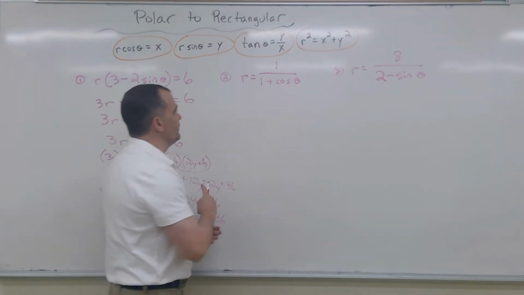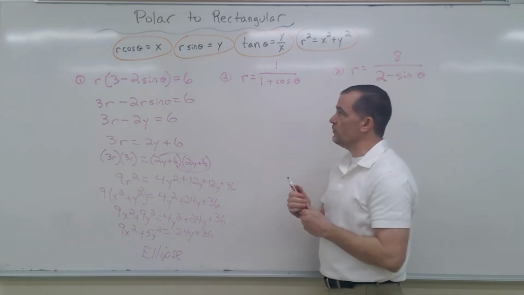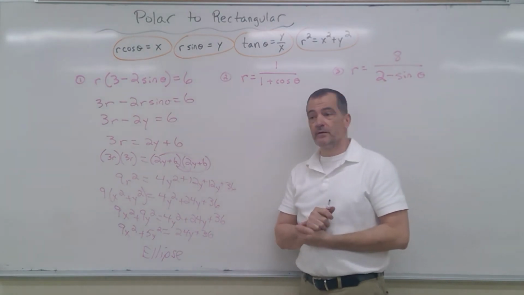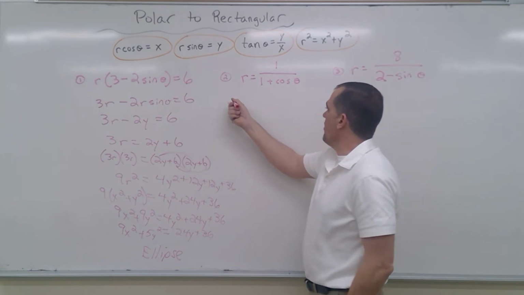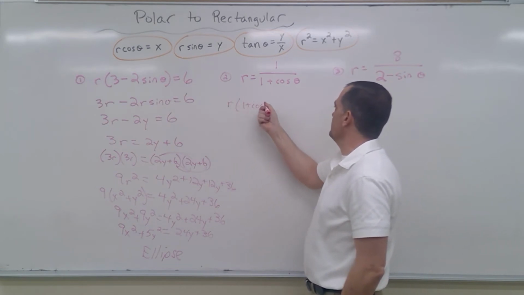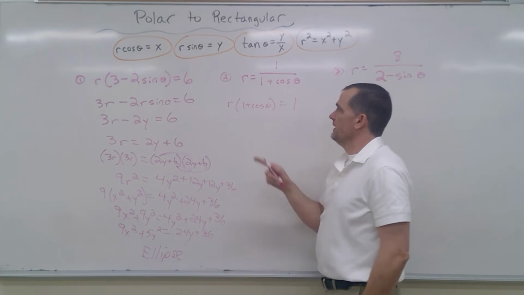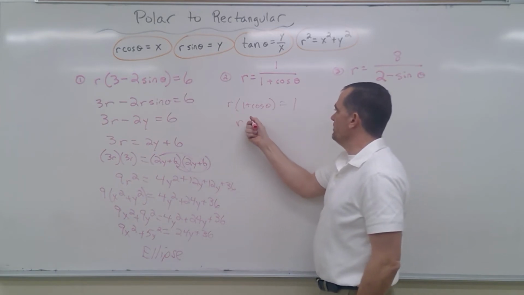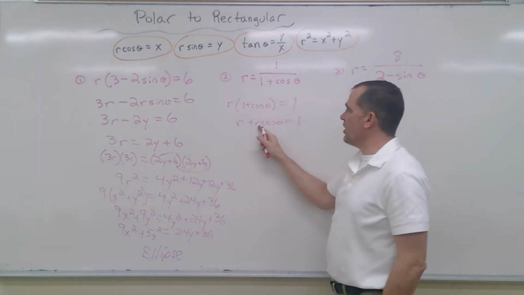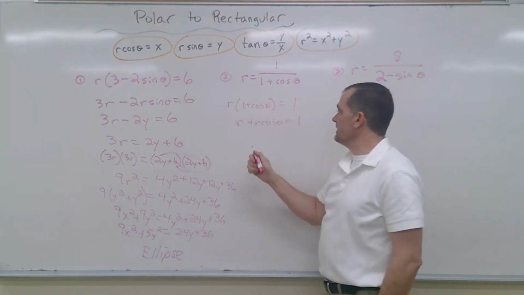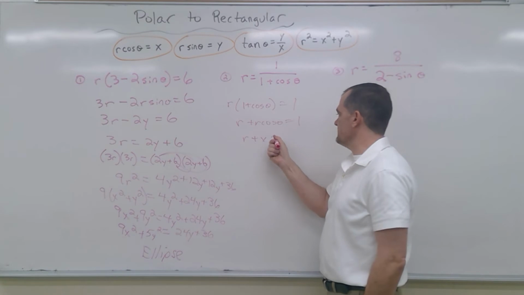Let's play with this one real quick. What I'll do with this one very quickly is try to get it to turn into that one. So if I do that, I just multiply both sides by the denominator. I have r times 1 plus the cosine of theta equals 1. I distribute. This is r plus r times the cosine of theta equals 1. And now I can replace r cosine of theta with x. So I get r plus x equals 1.